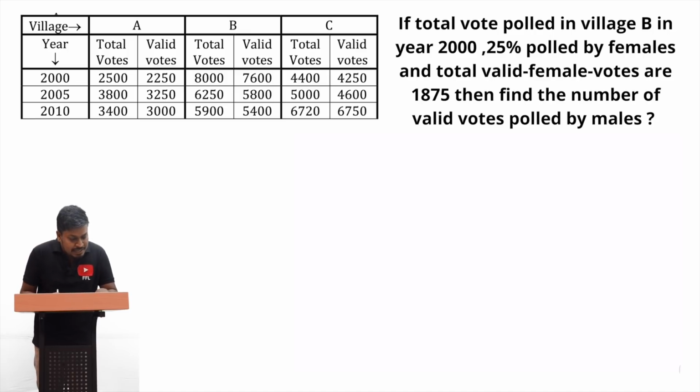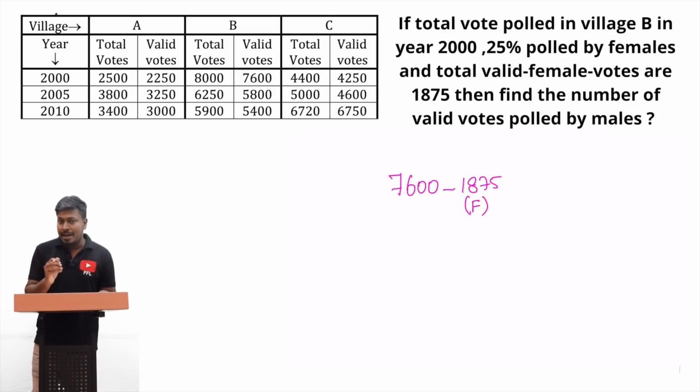Just look at the value carefully in the chart, where village B in the year 2000, you can see the total votes are 8000. Out of this, valid votes are 7600. So out of this 7600, in the question, 1875 are the votes that were cast by the female.